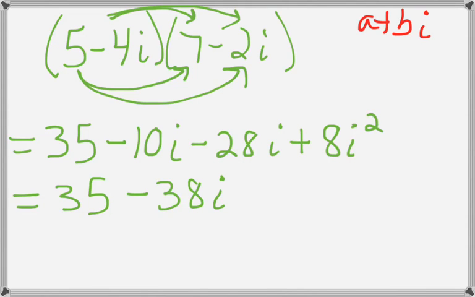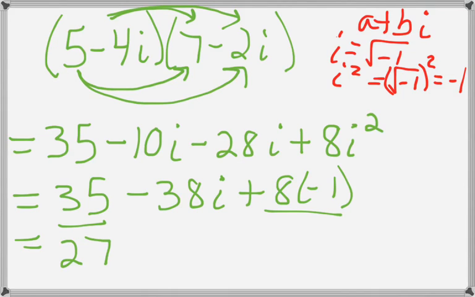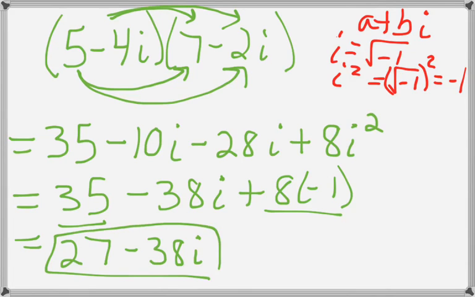However, since i is the square root of negative 1, we know that if we square it, we just get negative 1. So what we want to do is replace i squared with negative 1. So that makes that last term 8 times negative 1, which is negative 8. So now we can combine the 35 and the negative 8 and get 27. So we end up with 27 minus 38i.